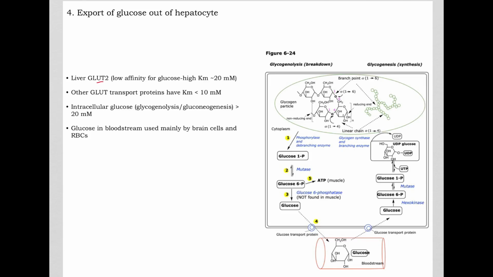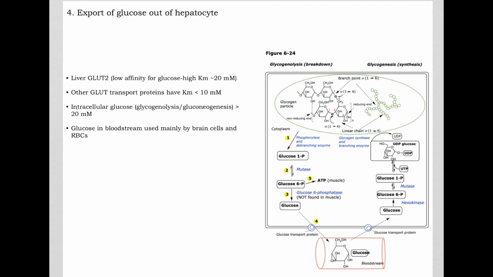Now GLUT2 has a very high Km for glucose, 20 millimolar, which means it has a low affinity for glucose. High Km means low affinity. Compared to other GLUT transport proteins that we'll talk about in the future, they have much better affinity for glucose, and their Km is much lower, less than 10 millimolar.